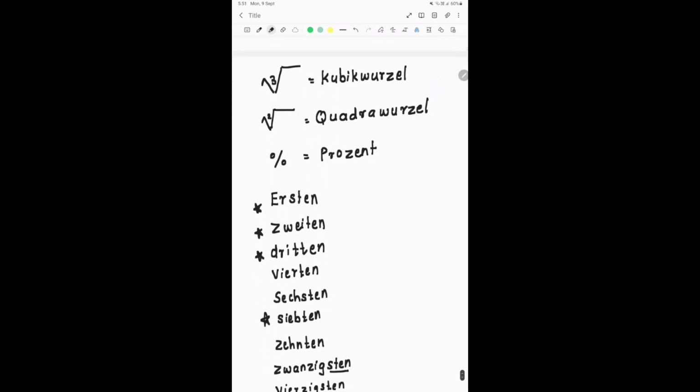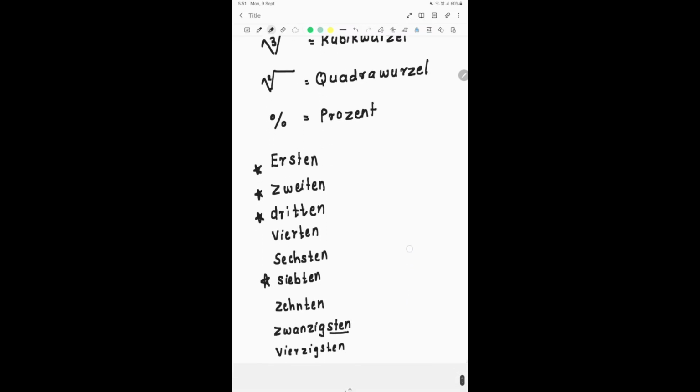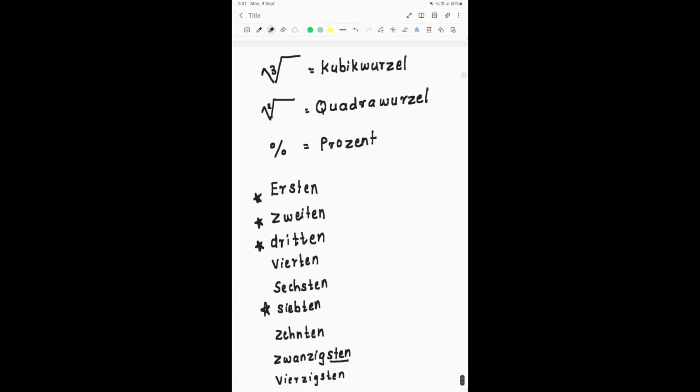Cube root is Kubikwurzel. Square root is Quadratwurzel. Prozent. Next is how to say first, second, third, etc.